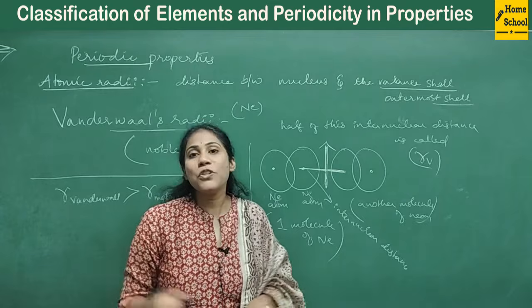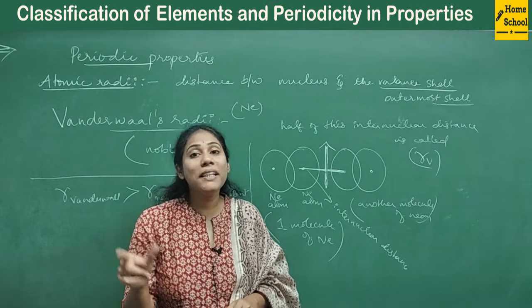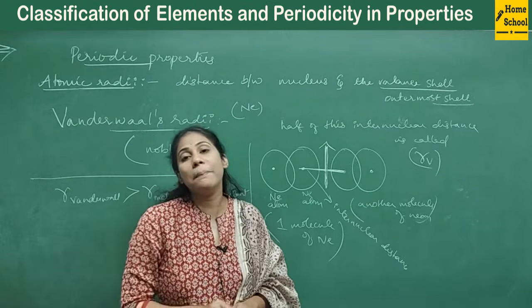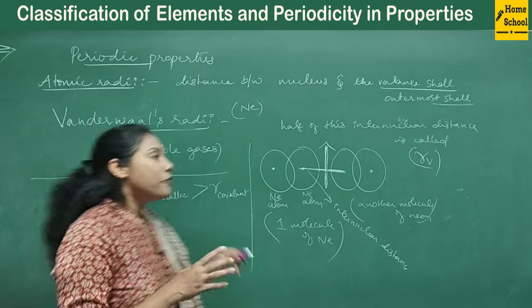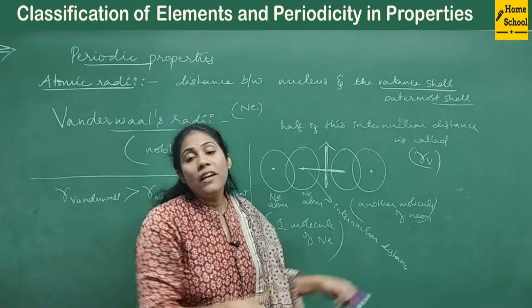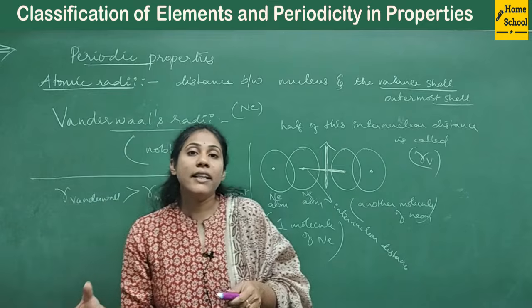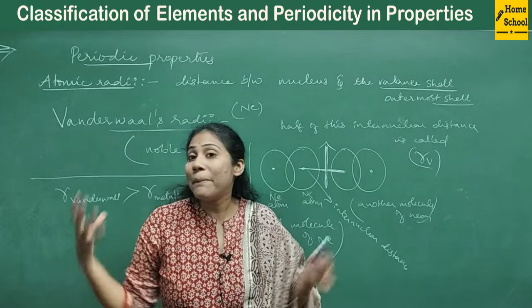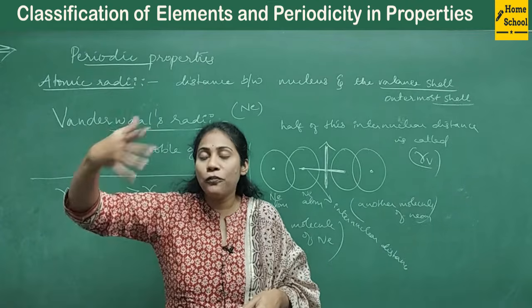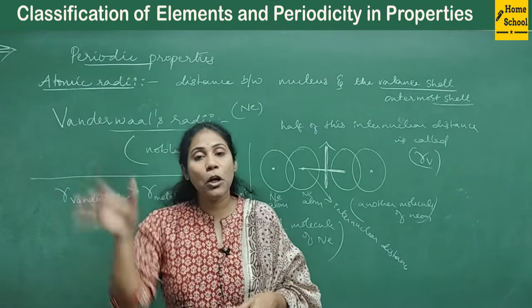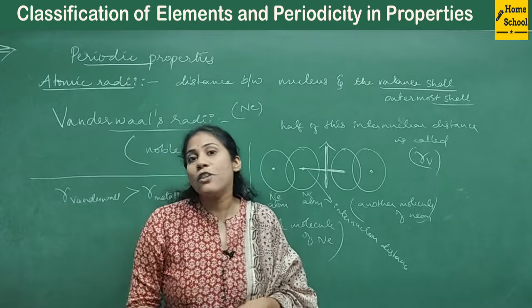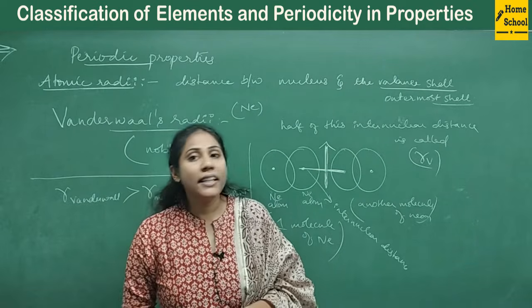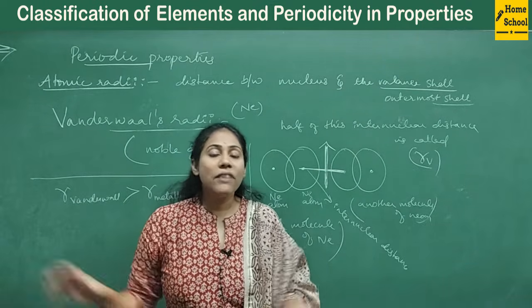Now let us talk about how this atomic radii varies in the periodic table. If I go from left to right, whether this property increases or decreases, and why. And from top to bottom, as I go from element to element, will the size of an atom increase or decrease? All that we will discuss now.